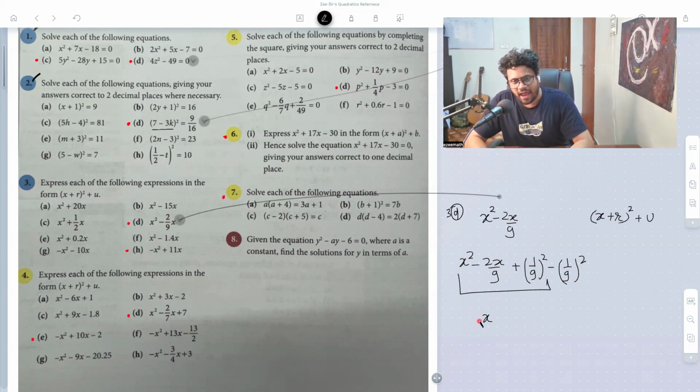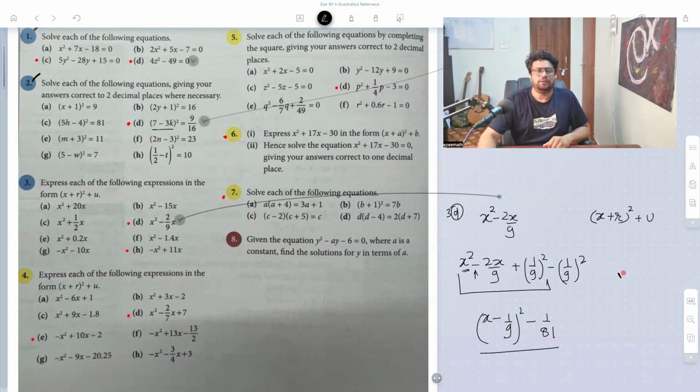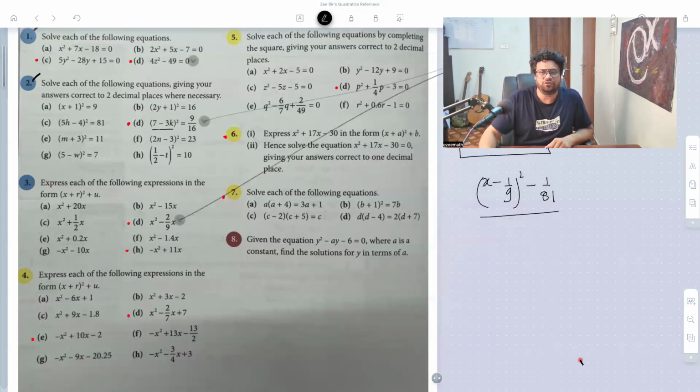Remember, x, because there's an x here, a negative, because there's a negative here, a 1 by 9 only, and the whole thing squared. That's how you would reduce the first three terms into a perfect square, and now you have a 1 by 81. That's your answer for 3-part D. We can also do 3-part H now.